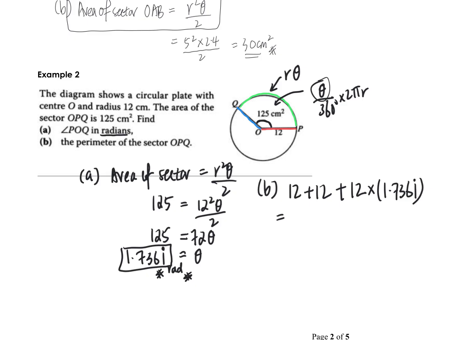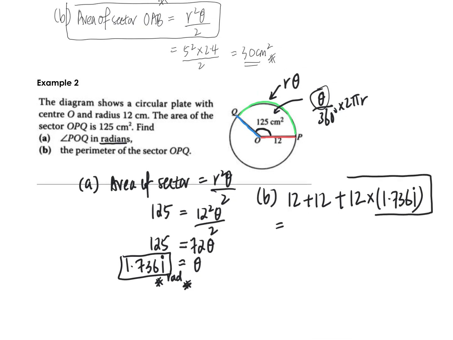Because I need to have the red line, the blue line, and the arc. Perimeter is how you walk around it. This is the arc, r times theta. You don't get the P, perimeter. So I want to find the perimeter of this sector. It is how I walk around it. So it has to be the red line 12 cm, the blue line 12, and the arc. So you need to add 3 parts to it.